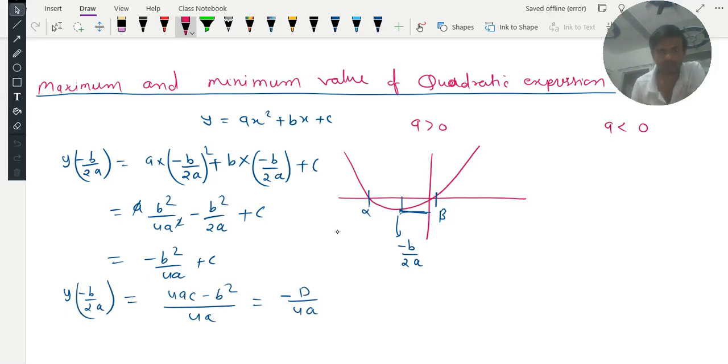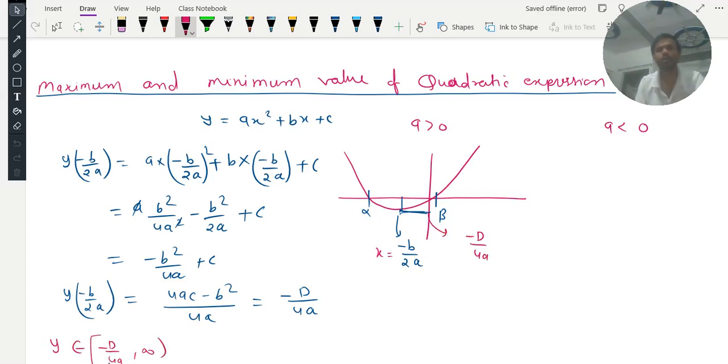When we put the value of x equal to minus b upon 2a, we get the value minus D upon 4a. So the minimum value when a is greater than 0, the range of y belongs to minus D upon 4a to infinity.